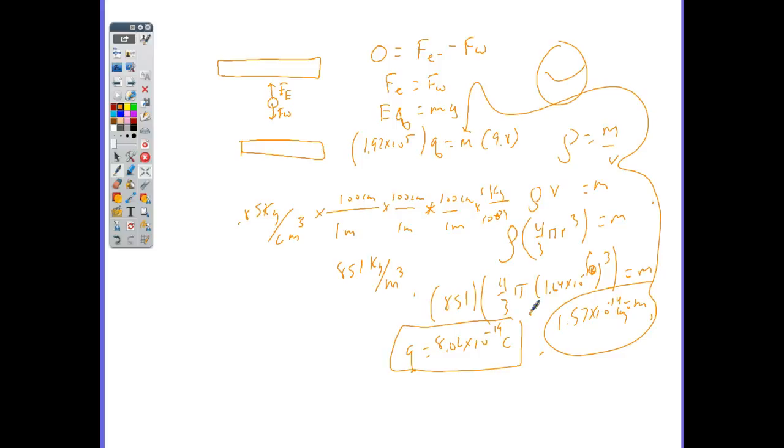In terms of e, how many electrons is that? It's 5 electrons.